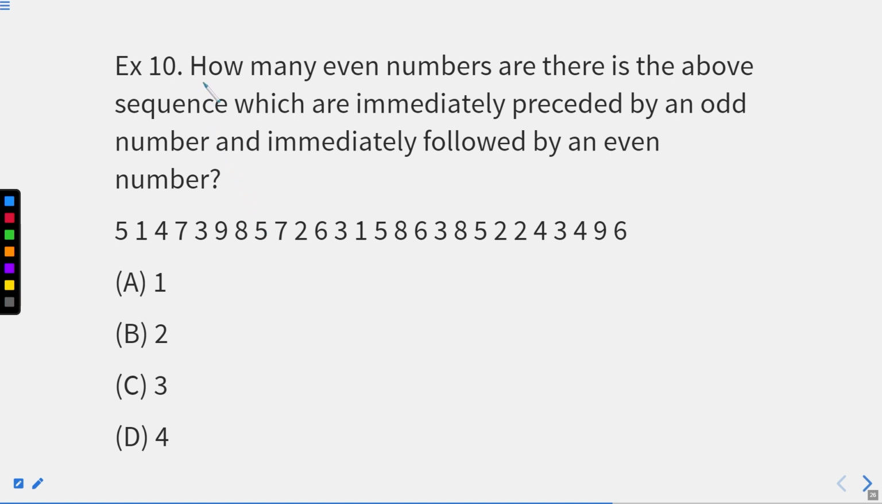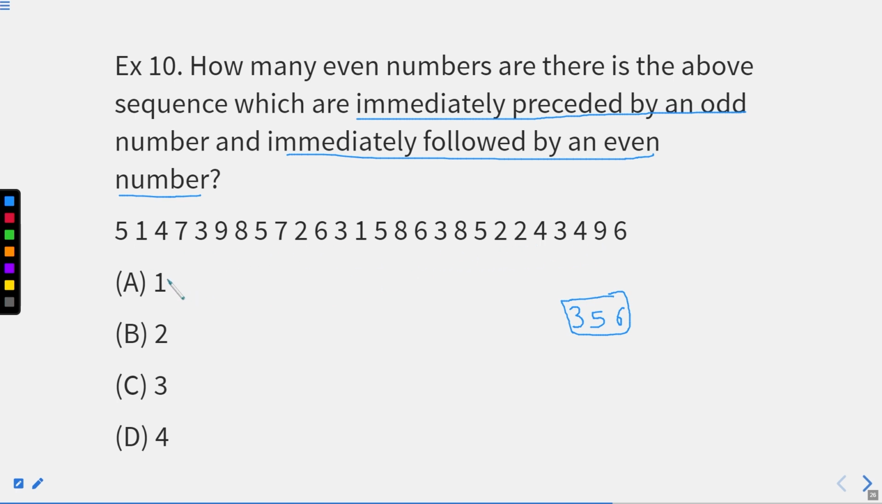So the question says, how many even numbers are there in the above sequence which are immediately preceded by an odd number and immediately followed by an even number, right? So mark this line. The question says, choose a number. Let's say if I write 5, so 5 must be preceded by an odd number, let's say 3, and immediately followed by an even number, let's say 6. So how many such pairs can be formed with the help of all these numbers?